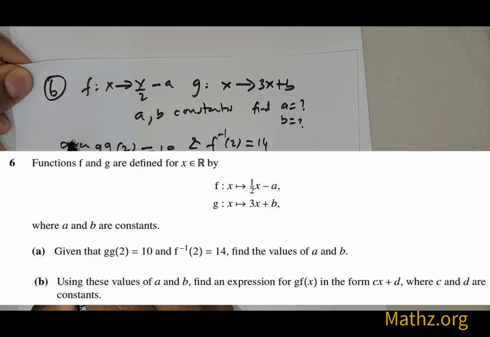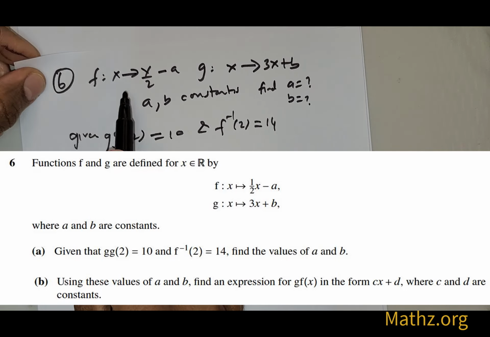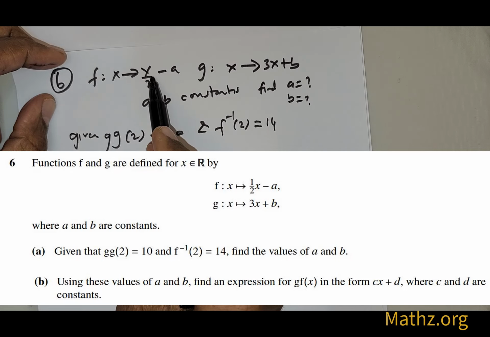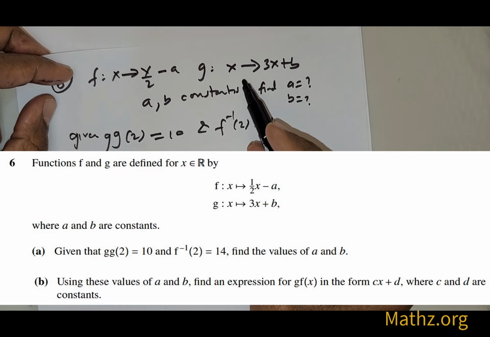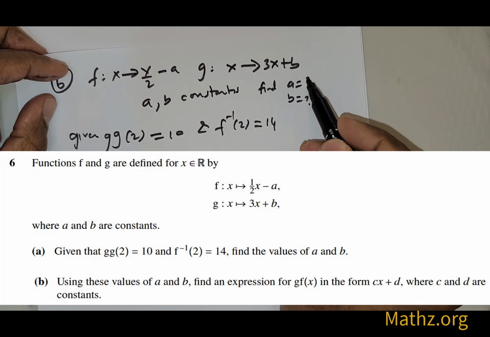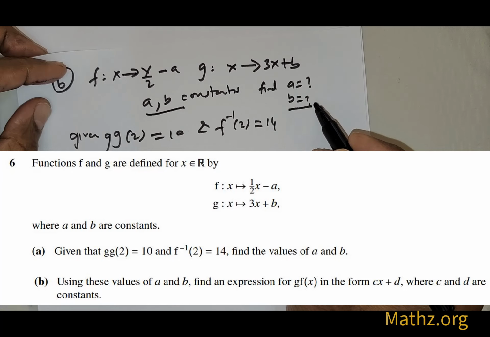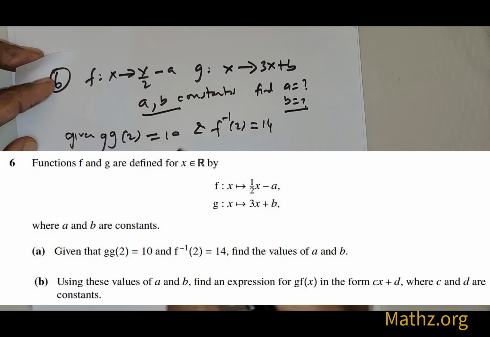Students, we have to now solve question number 6. It's given that f is a function going from x to x over 2 negative a, and g is a function going from x to 3x positive b, where a and b are constants. We are expected to find the value of a and b. We are given g of 2 is equal to 10 and f inverse of 2 is equal to 14.